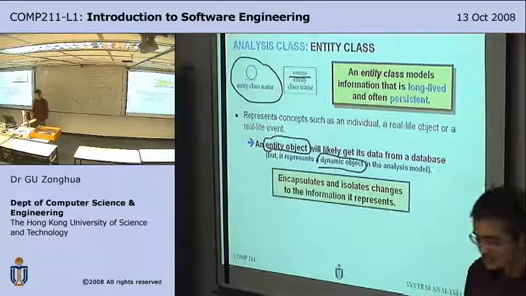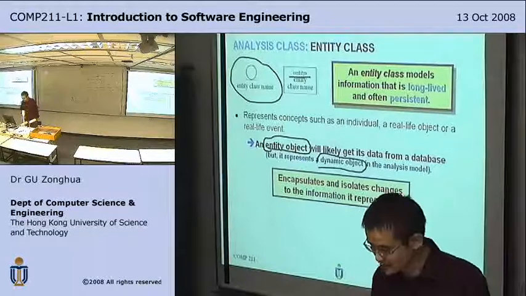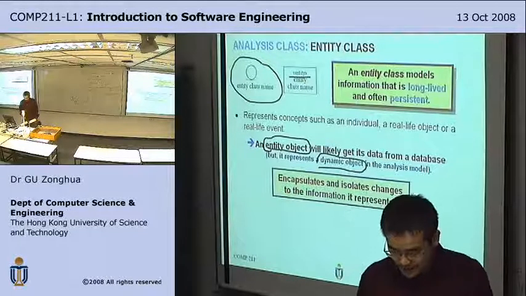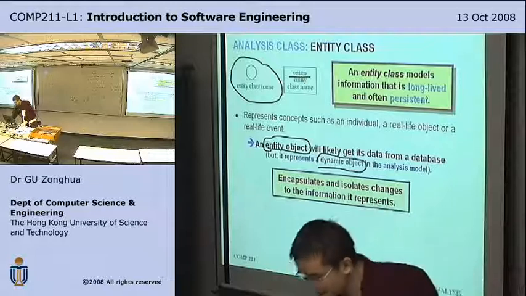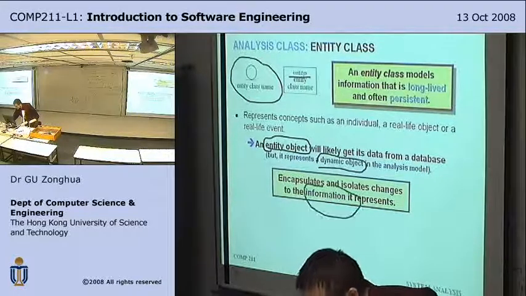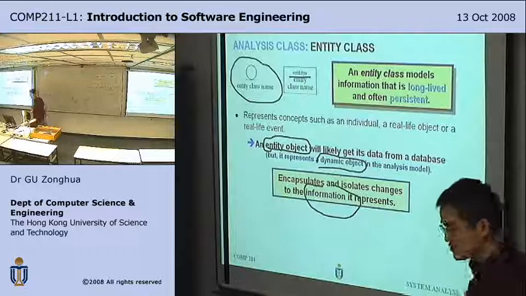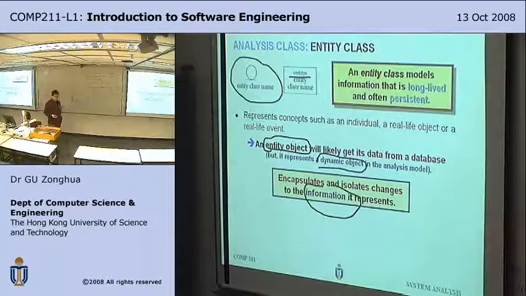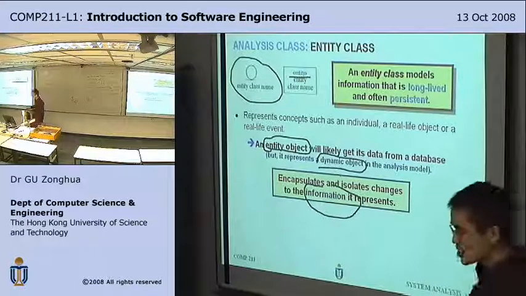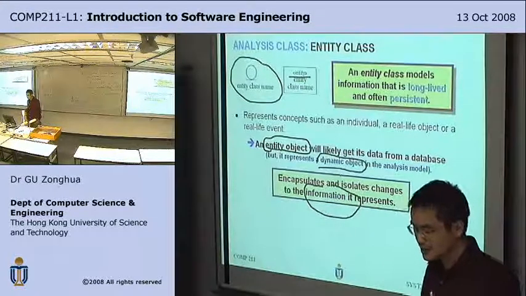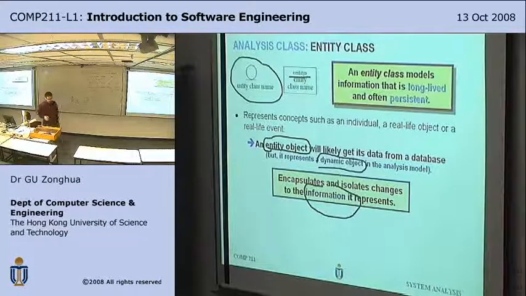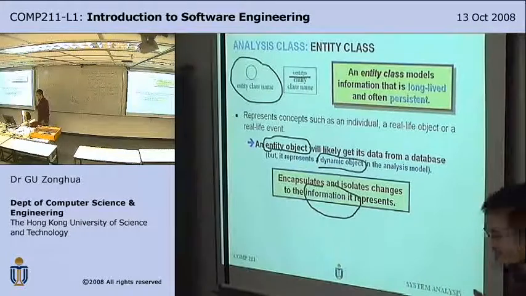So it encapsulates and isolates changes to the information it represents. The keyword here is information. That is, it encapsulates the student information. Say, for example, if you later modify your domain model and your database schema to add a new attribute to the student, then you just modify your entity class design to reflect that change. As a result, all your other classes in the system do not have to worry about this change.